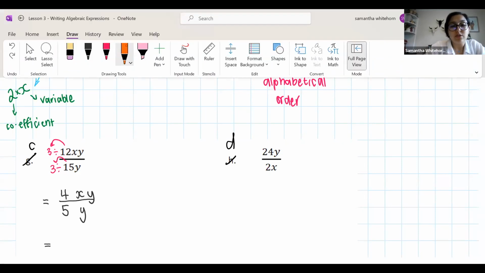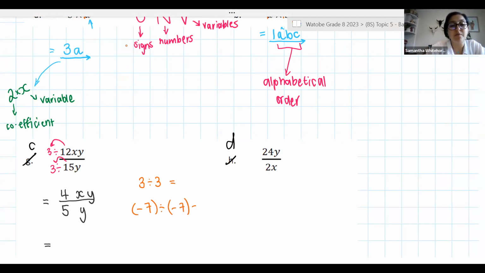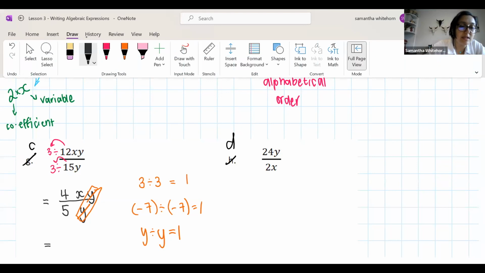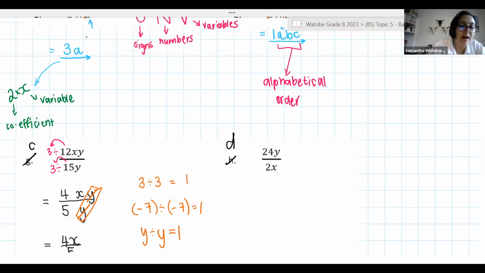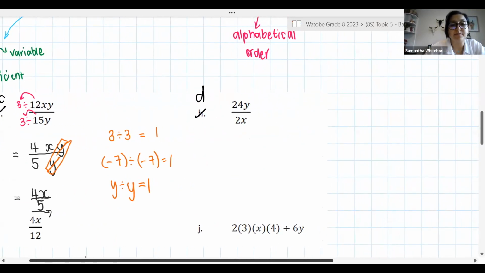Now, guys, what I want you to remember is that whenever you divide something by itself, so say, for example, 3 divided by 3 or -7 divided by -7, whenever you divide a value by itself, you always end up with 1. So if we consider this y divided by y situation, because we're dividing y by itself, we get 1. These actually cancel each other out, essentially. And so what you are actually left with is the 4x in your numerator and the 5 in your denominator.